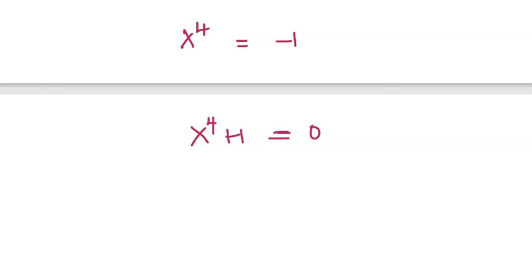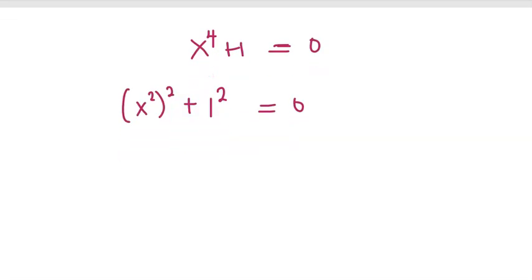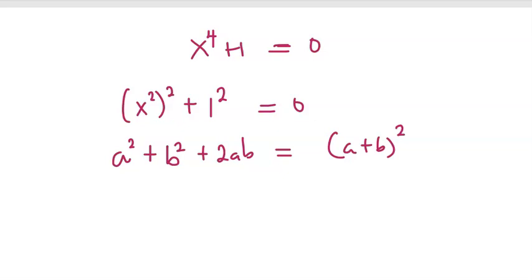Now let us think about this. We can rewrite this as x squared squared, then plus 1, here is 1 squared. So this is equal to 0. Let us recall this identity. We have that a squared plus b squared plus 2 times a times b is equal to a plus b whole squared. So it is a perfect square, right? So let's begin with this.